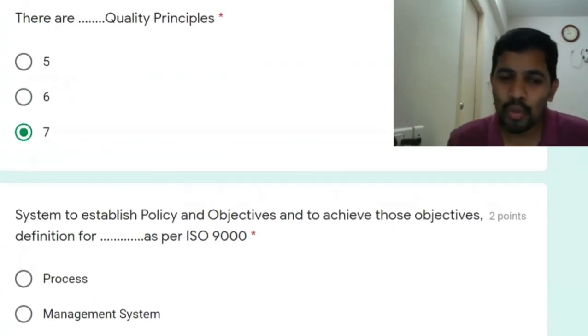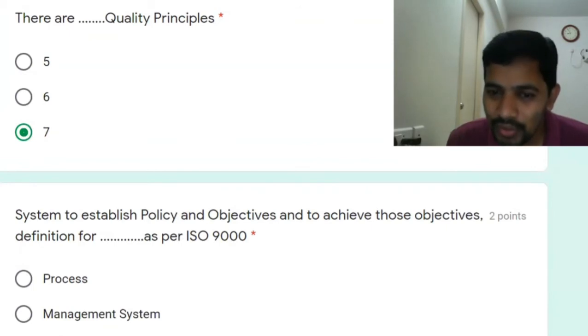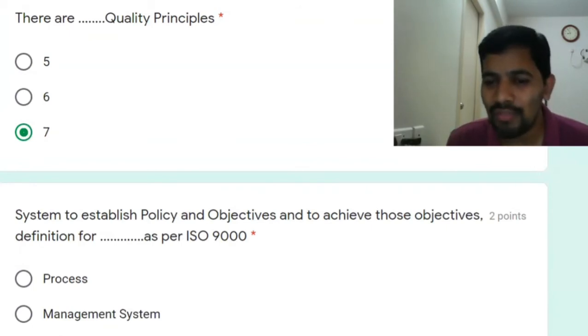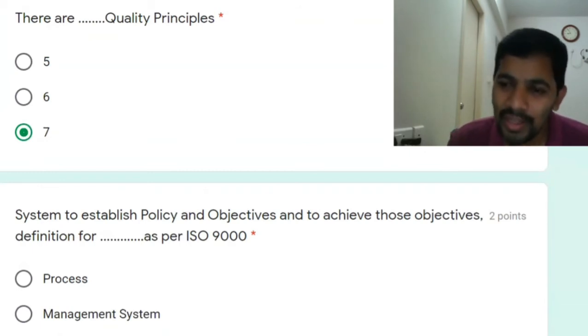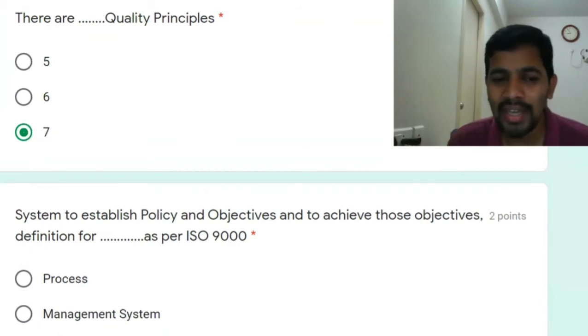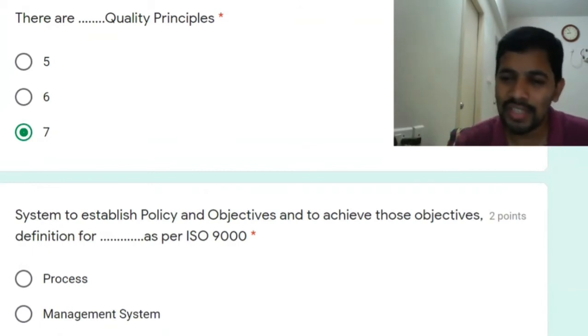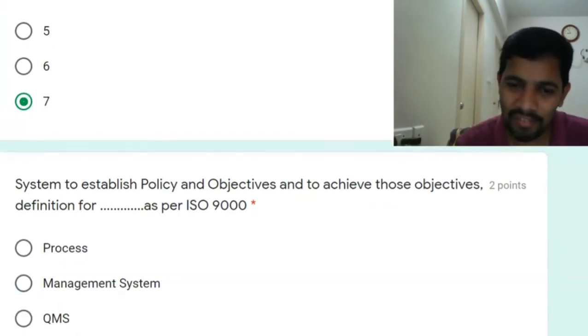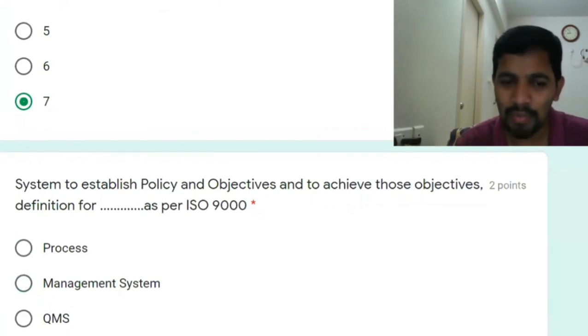System to establish policy and objectives and to achieve those objectives. This is the definition given in the ISO 9000, that is, fundamental vocabulary. So this is the definition given for what? Is it the definition given for process management system or quality management system or none? So the answer is management system.